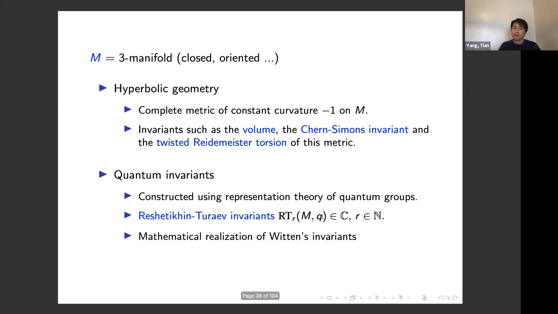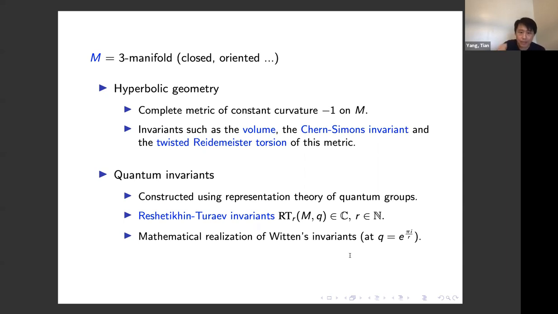And these Reshetikhin-Turaev invariants mathematically realize Witten's invariant, originally constructed using ideas from physics, from quantum field theory. It is at this particular root of unity, e to the pi i over r, that people consider the Reshetikhin-Turaev invariants as a mathematical realization of Witten's invariant, because the TQFT behind those invariants at this particular root of unity is so-called unitary. That means the inner product on the vector space is positive definite at this particular root of unity.